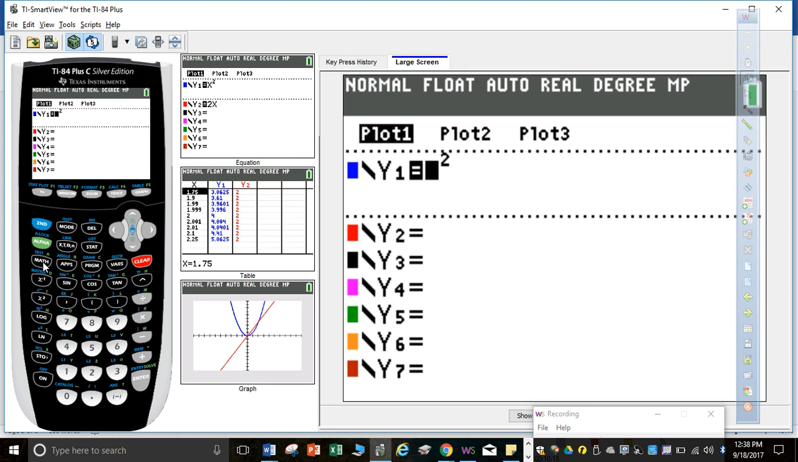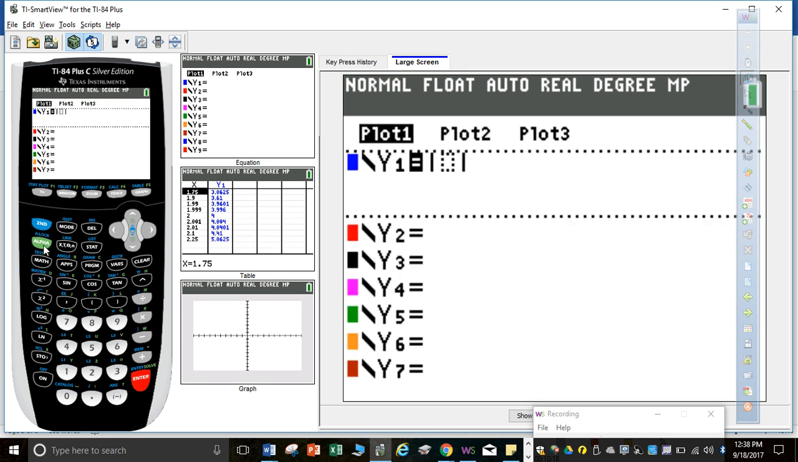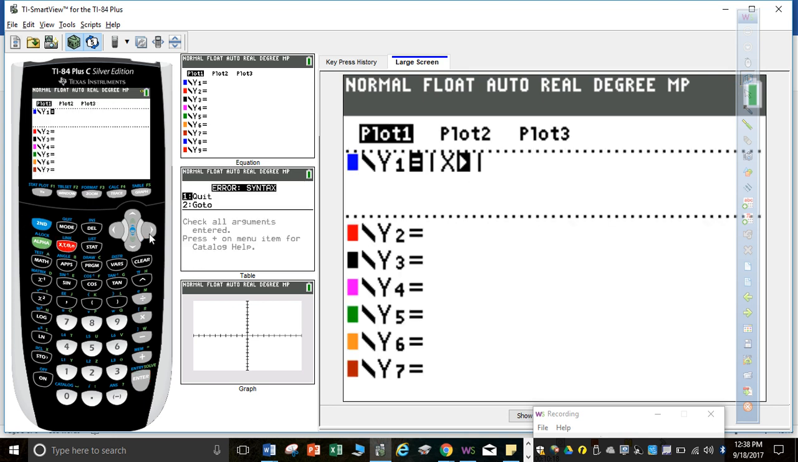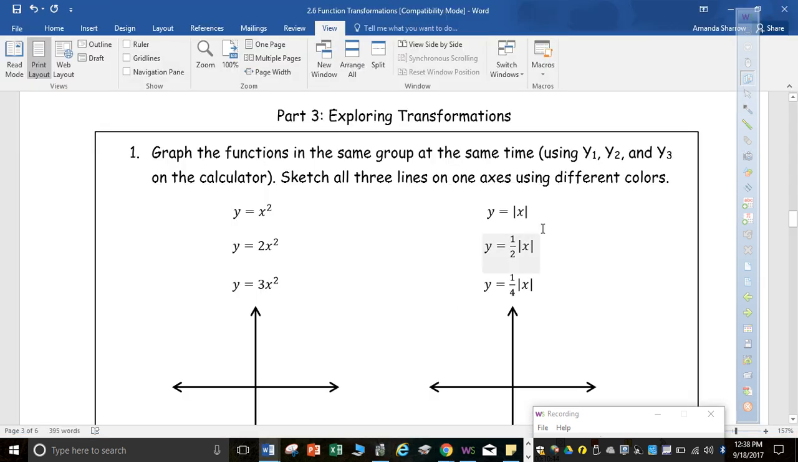Okay, so this one has to do with absolute value. So we're going to go to Math, Number, so press Enter for absolute value, and we're just going to put an X inside. So that's our first one. Secondly, we have a 1/2 in front, and then we have a 1/4 in front.